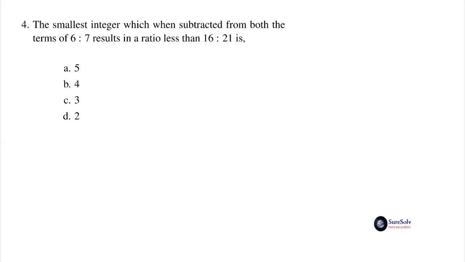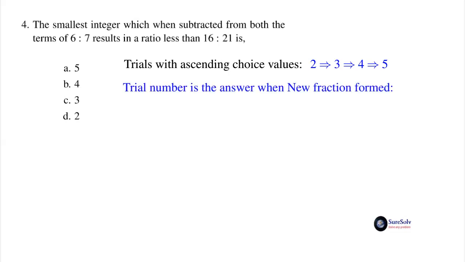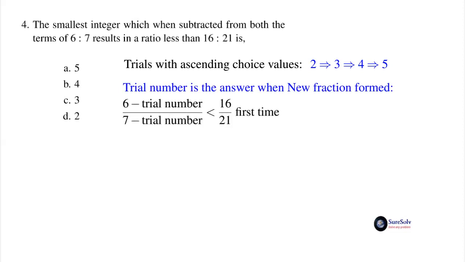As we have to find the minimum number which when subtracted from both the terms of 6/7 results in a new number less than 16/21, the trial will be with choice values 2, 3, 4 and 5 in ascending order starting with 2. The choice value with which the fraction after subtraction becomes less than 16 by 21 first will be the answer.